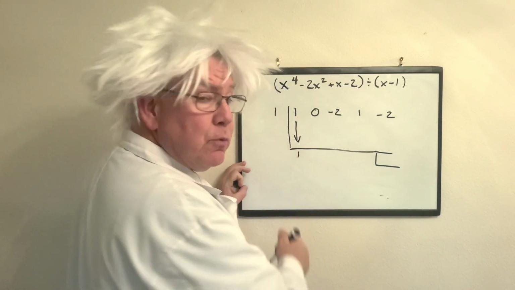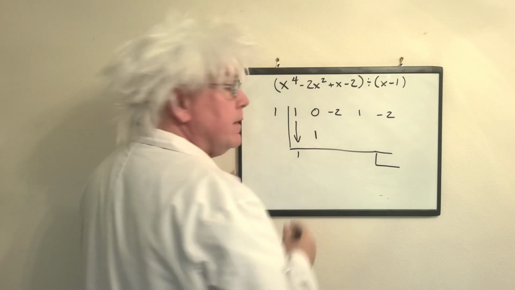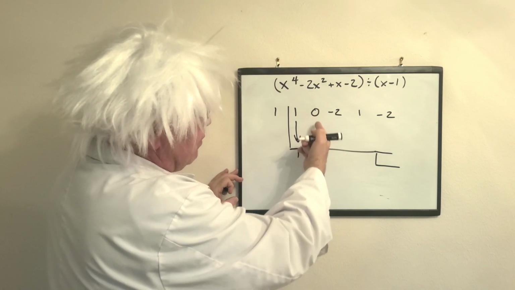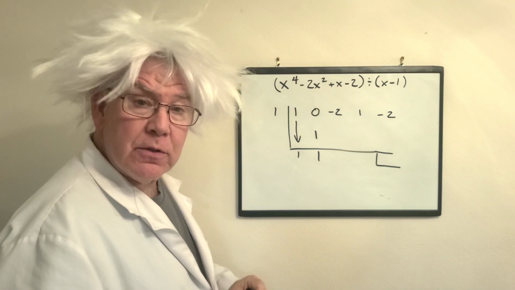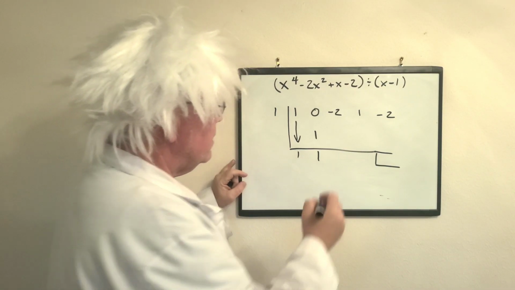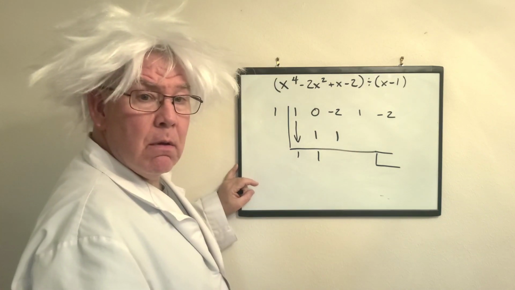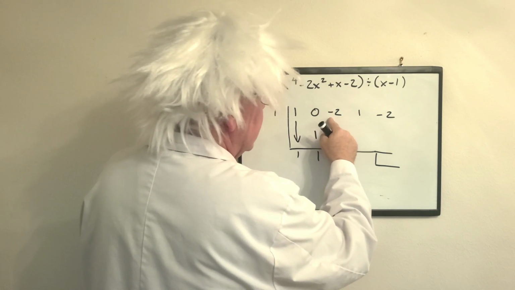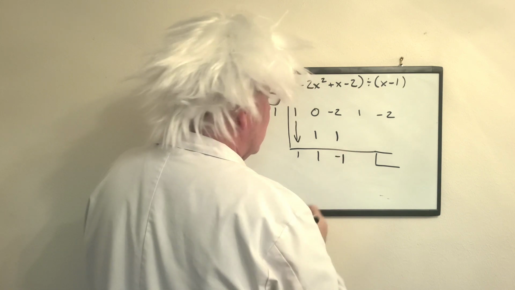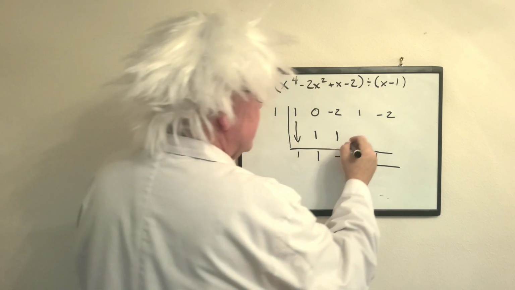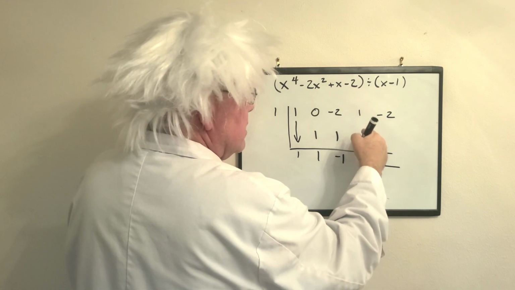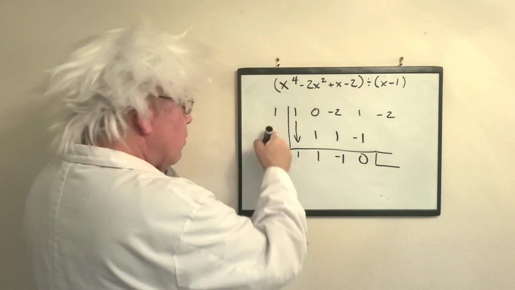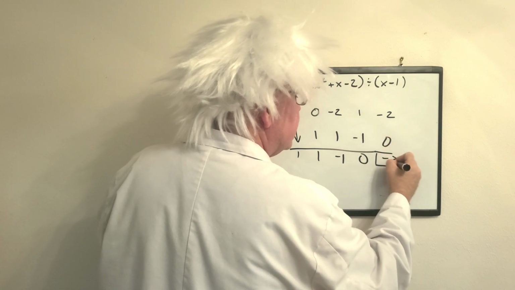First of all, 1 times 1 is 1. Now, we're going to add 0 plus 1, and we're going to get 1. Hopefully, I'm not going too fast. Now, 1 times 1, again, is 1. Okay? Now, -2 plus 1 is -1. 1 times -1 is -1. Now, watch carefully. That becomes 0. Now 1 times 0 is 0, and this is -2.